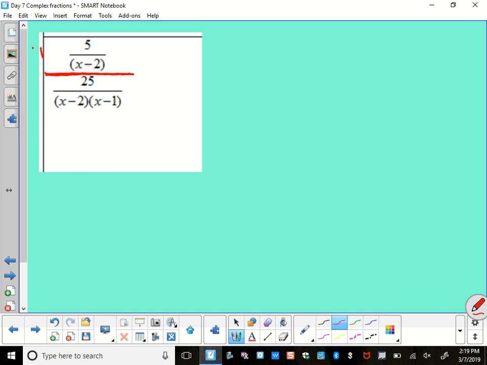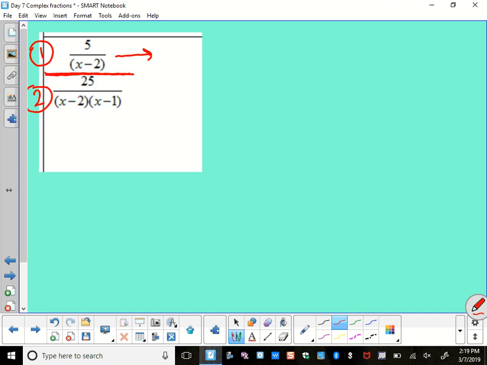So my first fraction is 5 divided by x minus 2. My second fraction is 25 divided by x minus 2, x minus 1. Okay, now that we don't have just all numbers, now that we have some variables and some factors, what I'm going to check for with each fraction is my numerator simplified and is my denominator factored out, okay? So look at the first fraction, just this one. 5 over x minus 2.